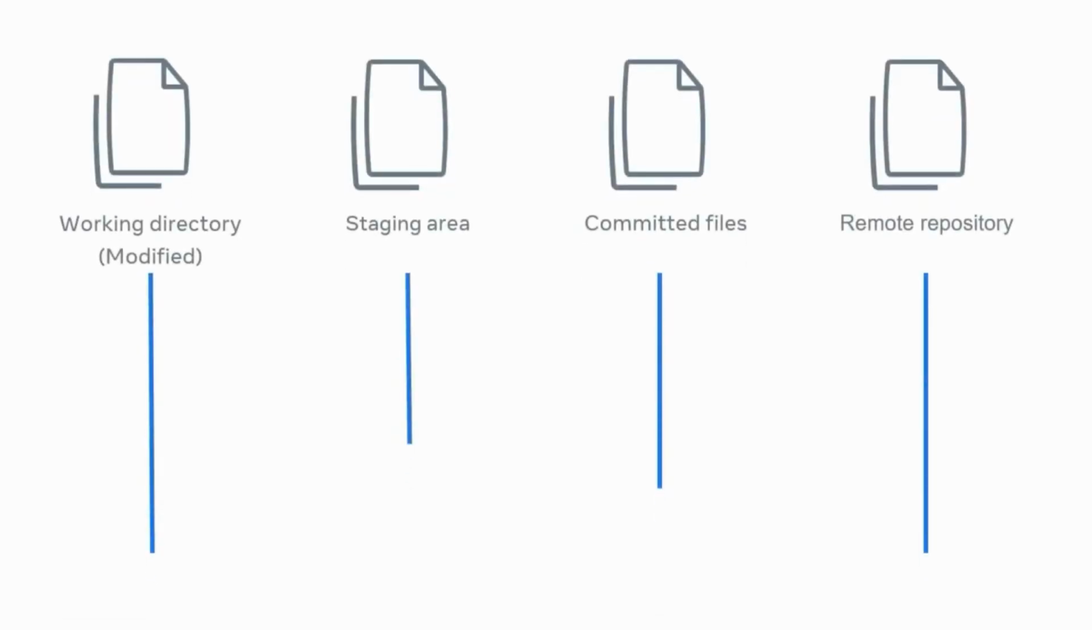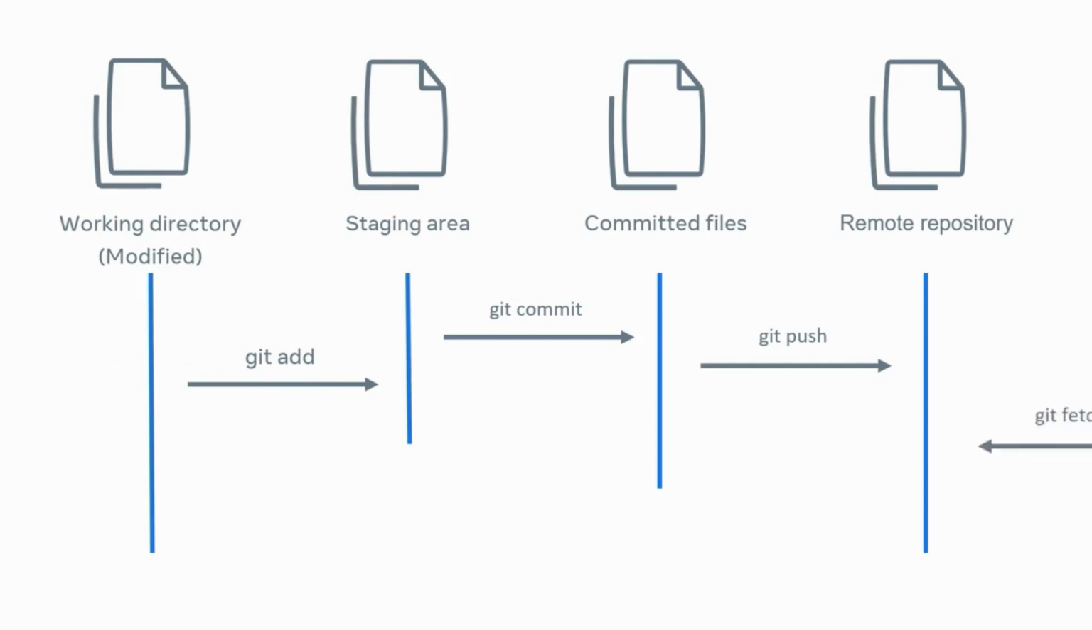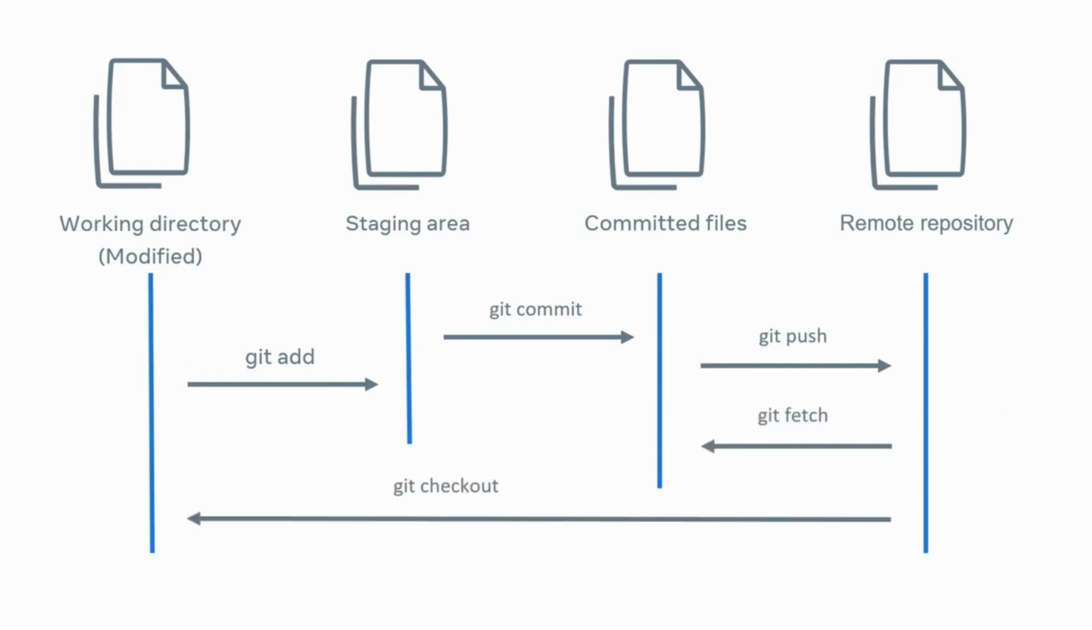Let me introduce you to an example that summarizes the workflow clearly. Suppose you have a workflow that contains the 3 stages just mentioned, as well as the remote repository. A file is added from the working directory to the staging area. From there, the file is committed and then pushed to the remote repository. From the remote repository, the file can now be fetched and checked out or merged to a working directory. You will learn more about this later.